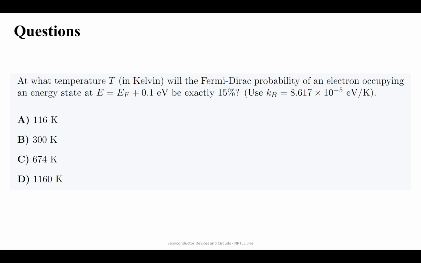At what temperature T in Kelvin will the Fermi-Dirac probability of an electron occupying an empty state at E equals EF plus 0.1 eV be exactly 15%? Use kB equals 8.617 times 10 to the power minus 5 electron volt per Kelvin. Option A, 116 Kelvin. Option B, 300 Kelvin. Option C, 674 Kelvin. Option D, 1160 Kelvin.